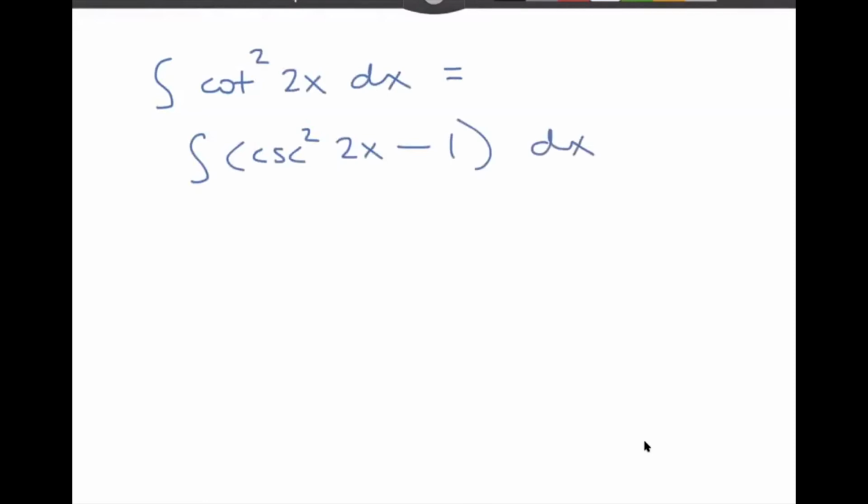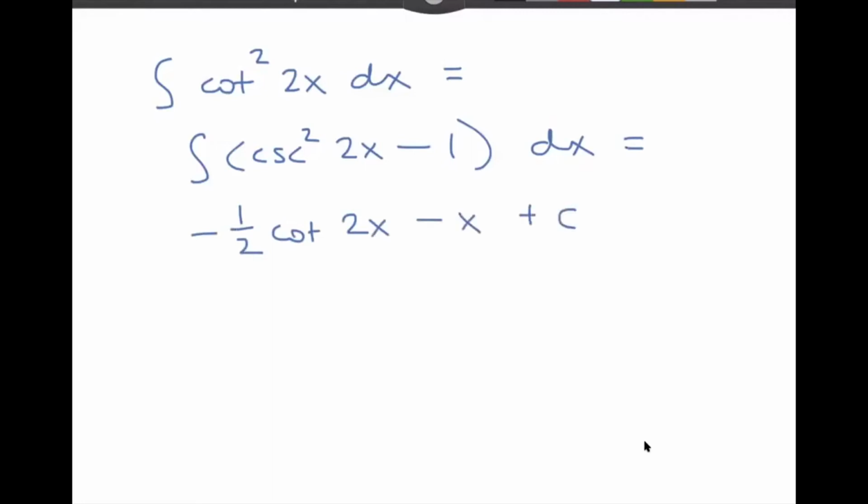All right, and now finally, we have an integral that we can evaluate. The integral of cosecant squared is negative cotangent. And by baby u substitution, it's going to also have a 1/2 sitting in front. And then, of course, the integral of minus 1 is minus x.